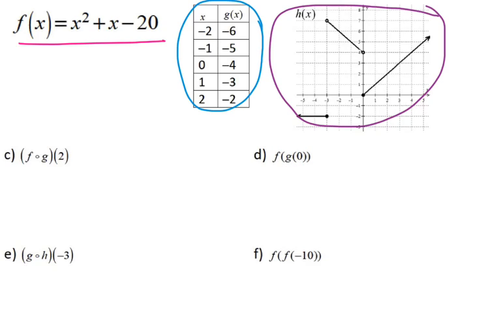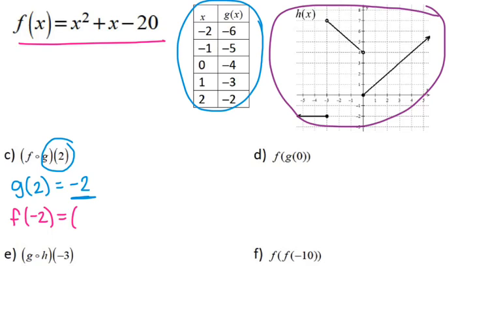So you always start with your rightmost function first. So I'm going to start with my g of 2. I'm going to evaluate that first. So g of 2, since it's a table, I'm going to look at my table. When x is 2, my y is negative 2. So this output, that negative 2, becomes the input for my next function, which is the f function.